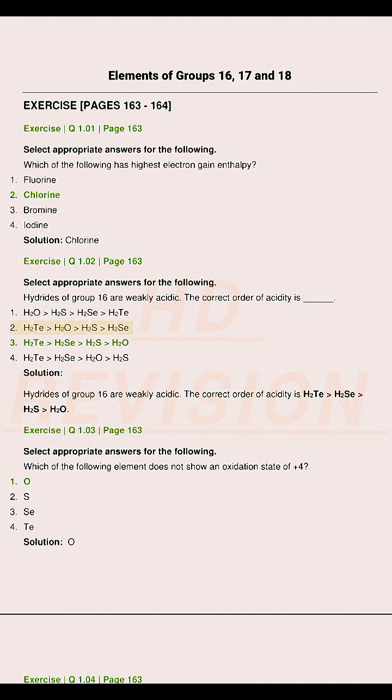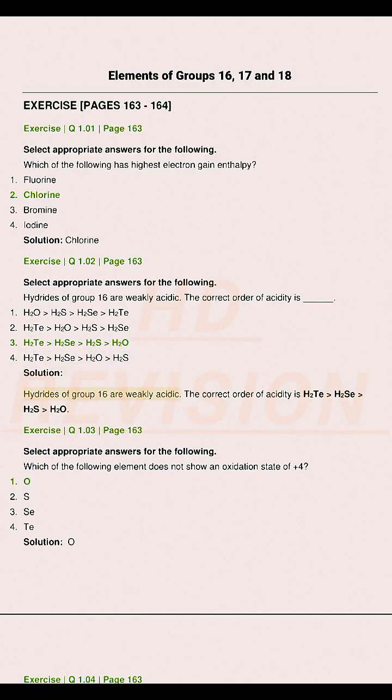2. H2Te > H2O > H2S > H2Se. 3. H2Te > H2Se > H2S > H2O. 4. H2Te > H2Se > H2O > H2S.